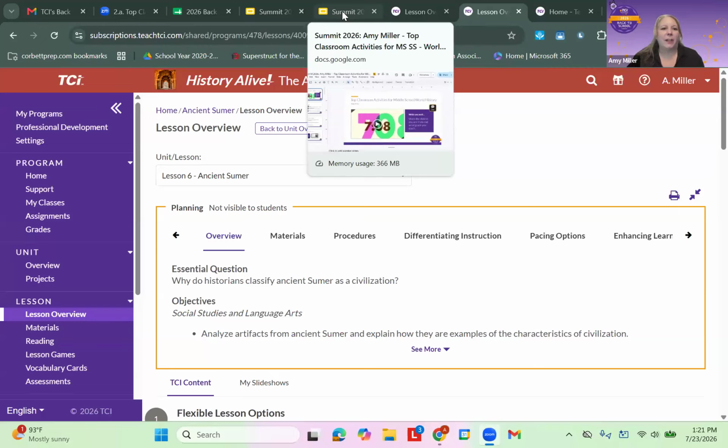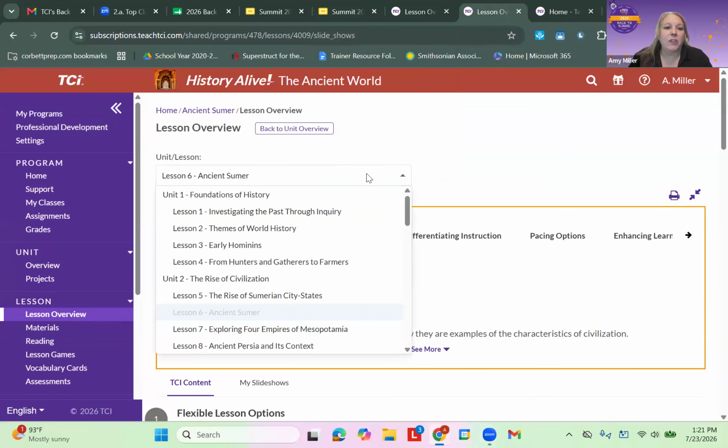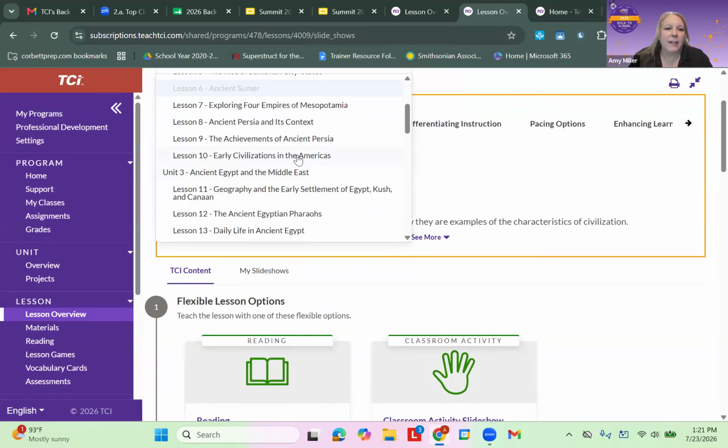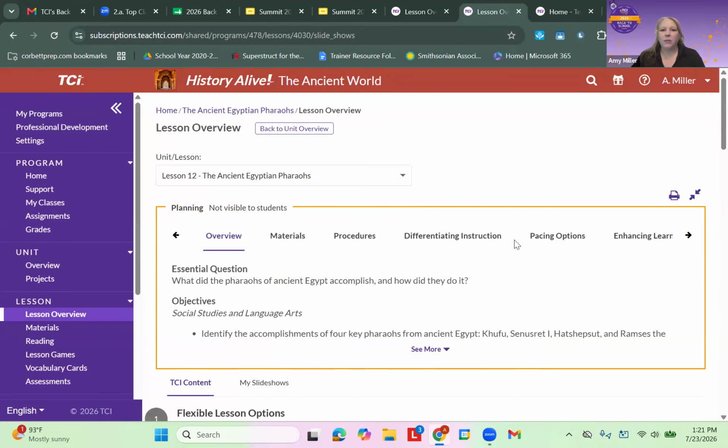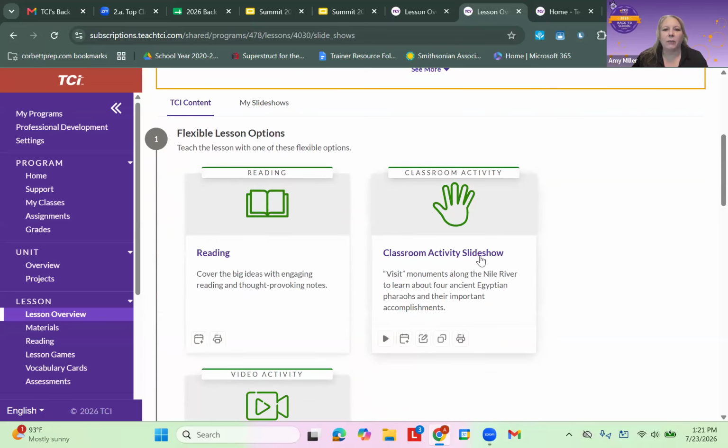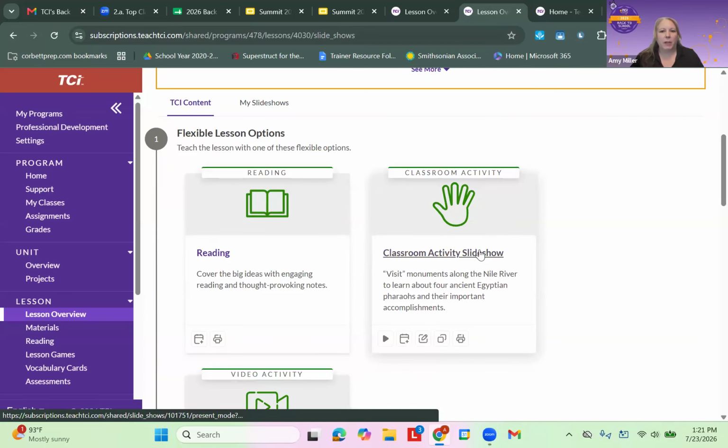The next lesson that I want to highlight for you has to do with ancient Egypt and the Egyptian pharaohs. Now, this lesson is one of my students' favorite lessons. What we get to do in this lesson is we get to travel down the Nile River. We're going to visit monuments along the Nile River to learn about four ancient Egyptian pharaohs and their important accomplishments.